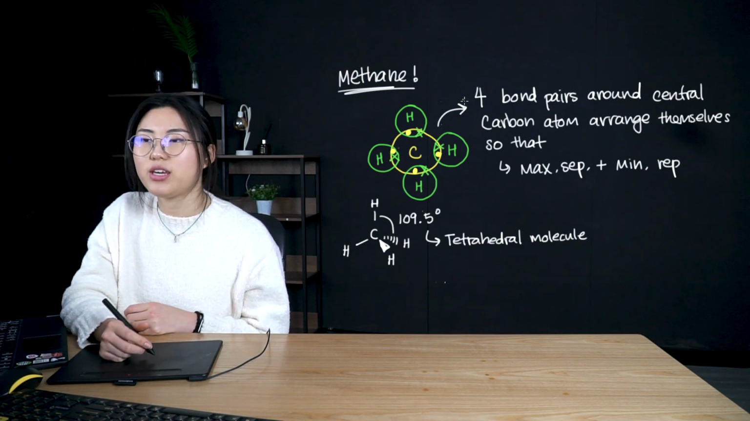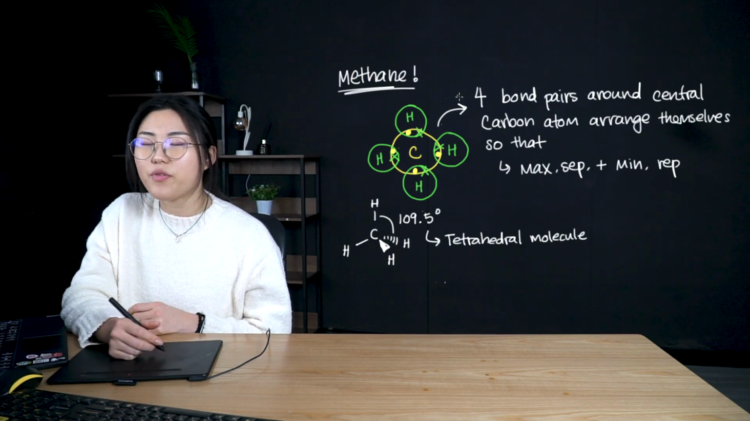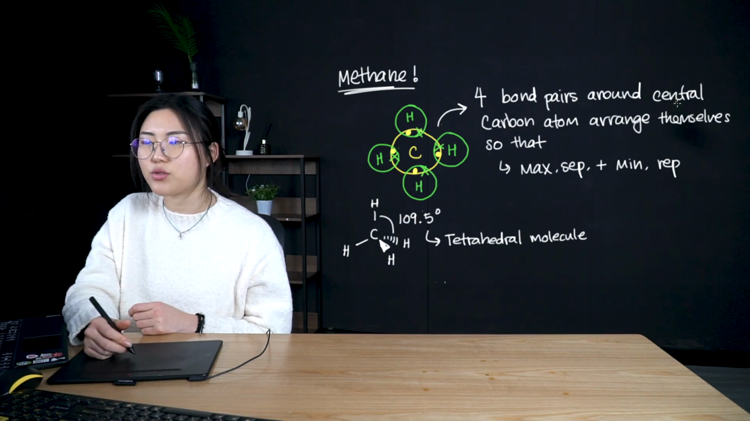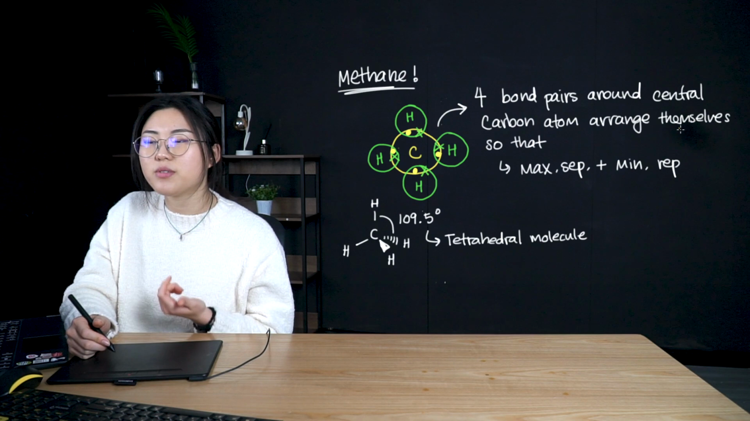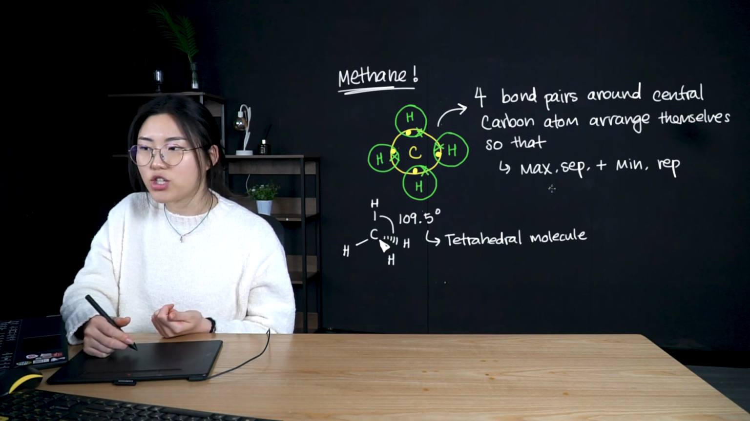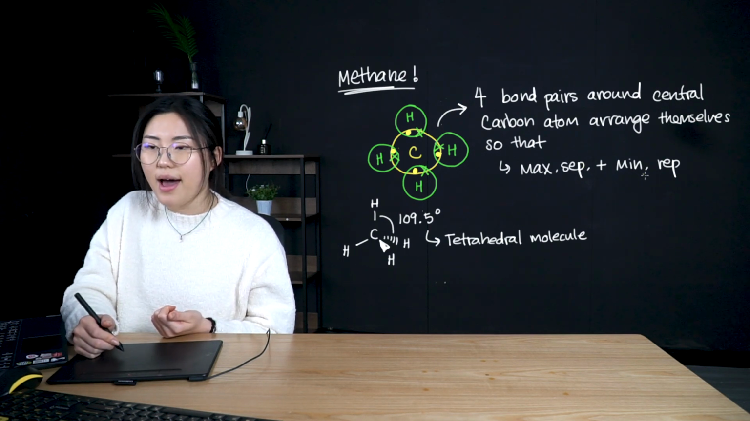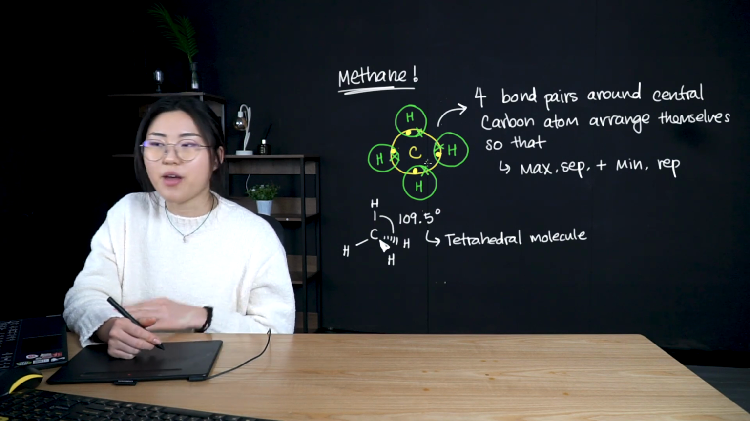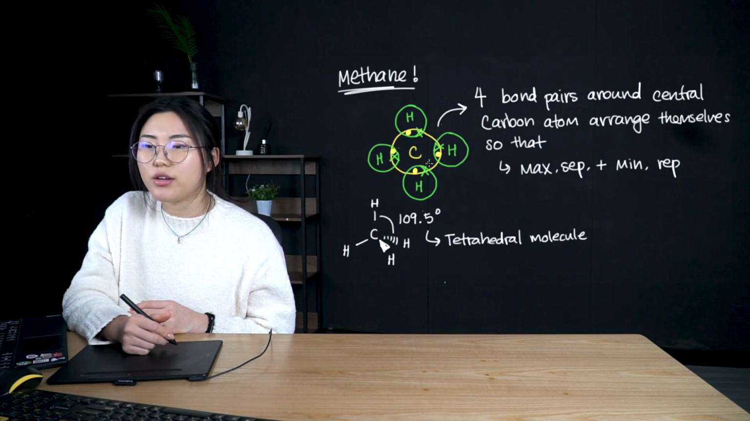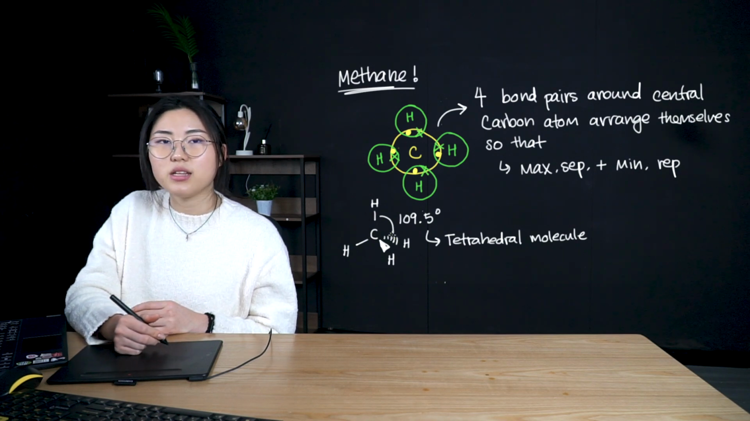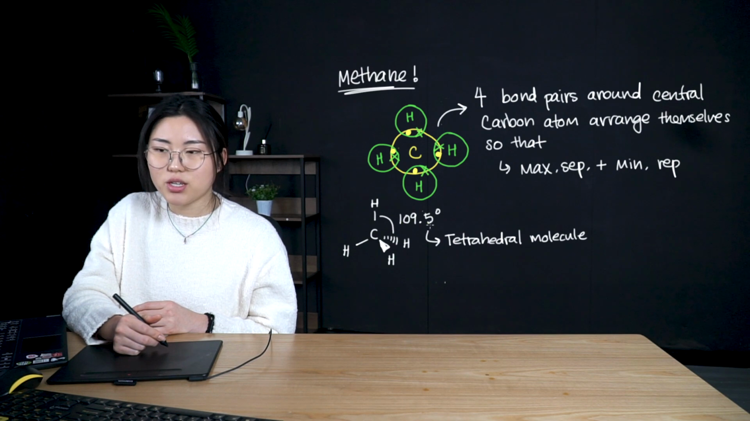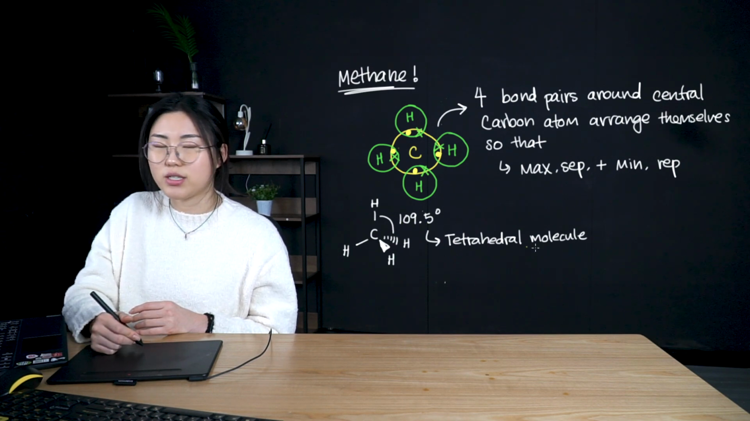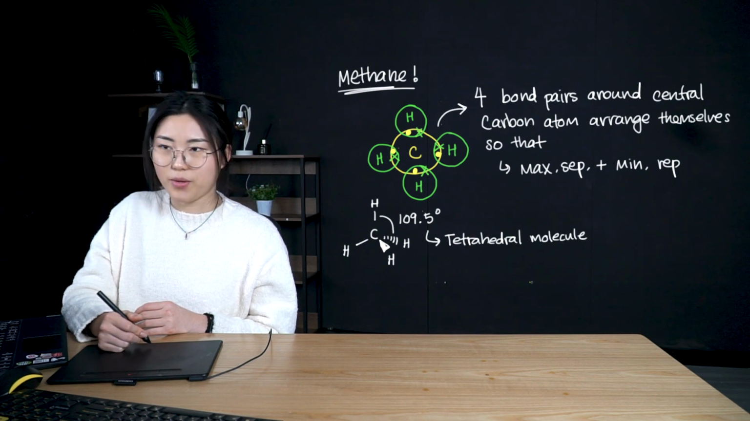And this time we're looking at a methane molecule. Over here, our central atom is carbon, so we have 4 bond pairs around the central atom, arranging themselves so that there is maximum separation and minimum repulsion. If you look at this, we only have 4 bond pairs, which are all the same electron pairs, so they're going to repel equally and be separated by 109.5 degrees. Therefore, it's going to result in a tetrahedral molecule.